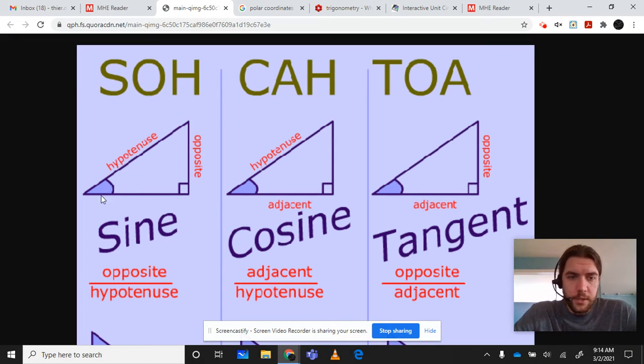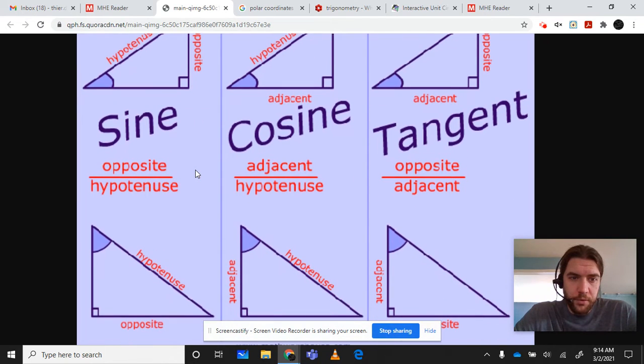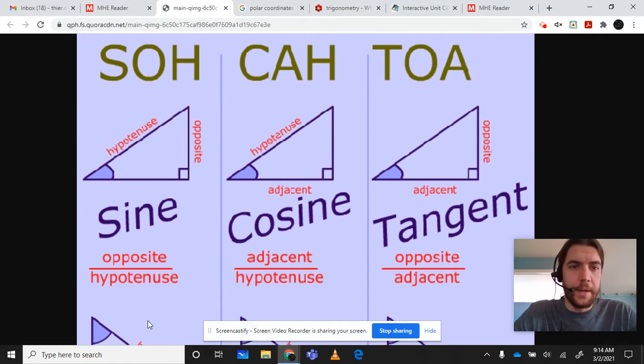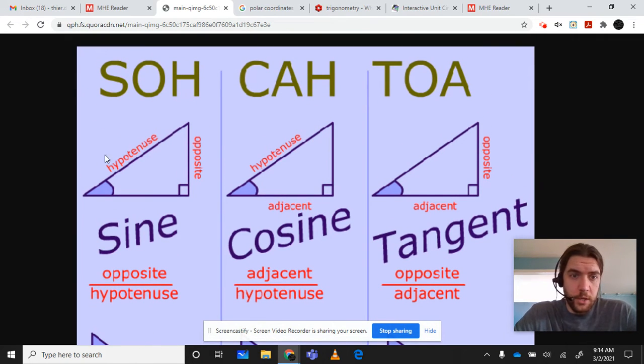So these are always done from some angle's point of view. The opposite of this angle would be this side, whereas if we were saying the opposite of the angle up here on the top, it would be down here. The hypotenuse will be a fixed location because that will always be the longest side of a right triangle. But the other 2 sides, the opposite and the adjacent, are dependent on what angle you're talking about.